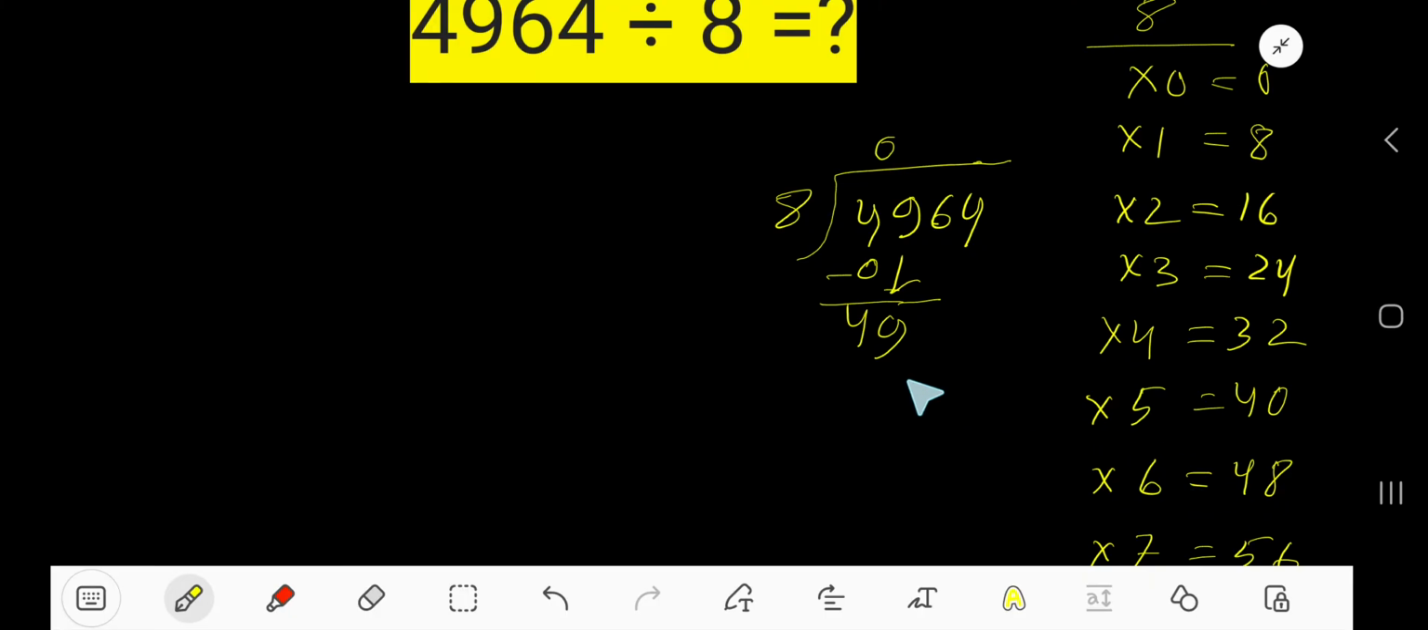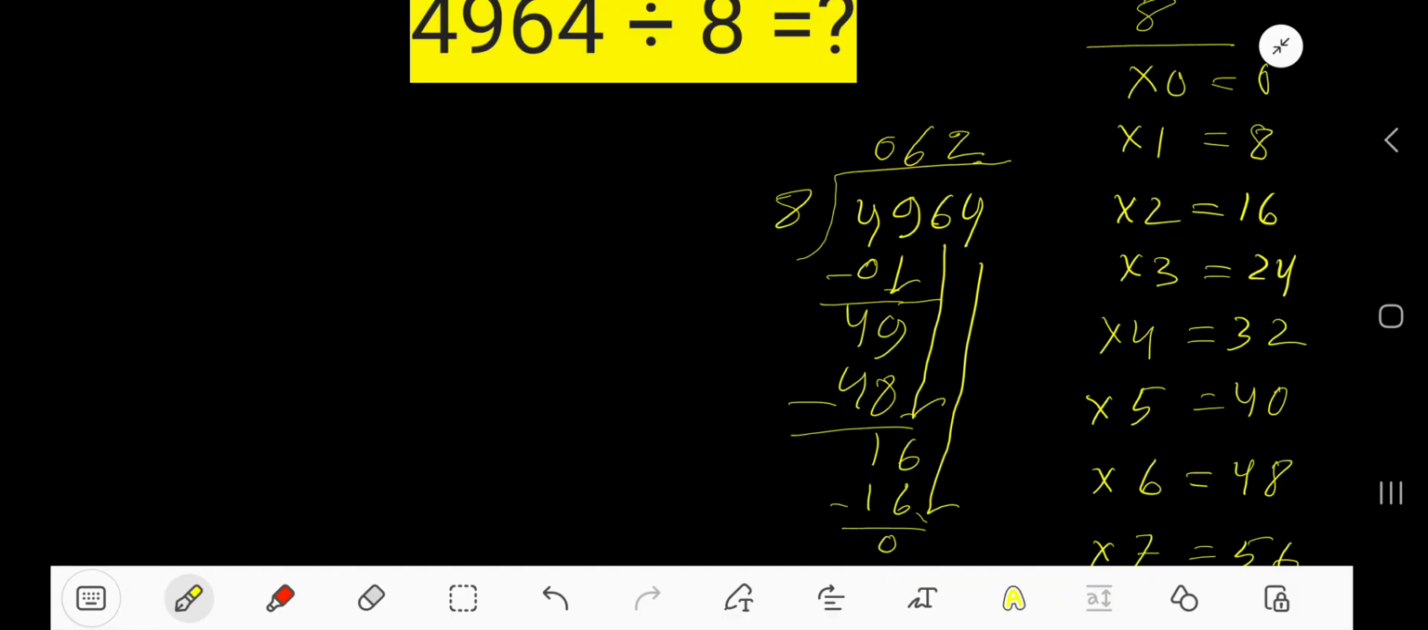Which is near to 49. 6 times 8, 48. Subtract, 1. Bring down this digit 6. 8 goes into 16 how many times? 2 times. 2 times 8, 16. Subtract, you are getting 0. Bring down this 4.